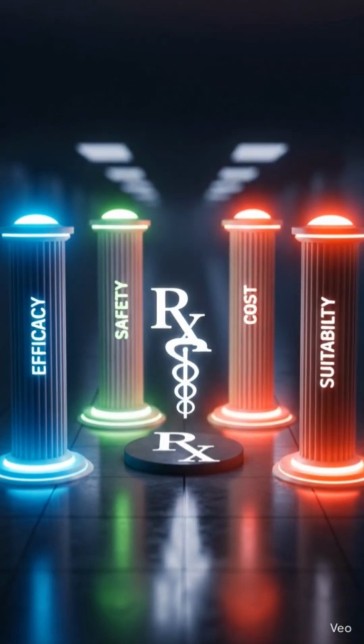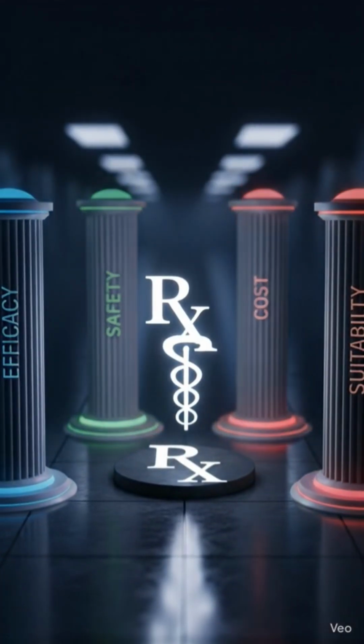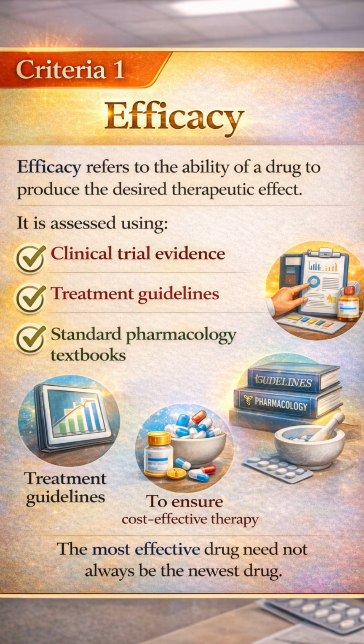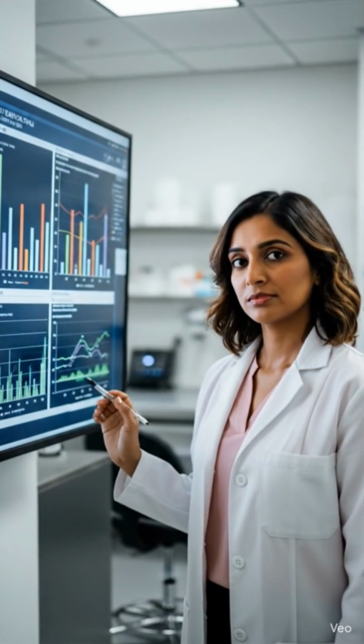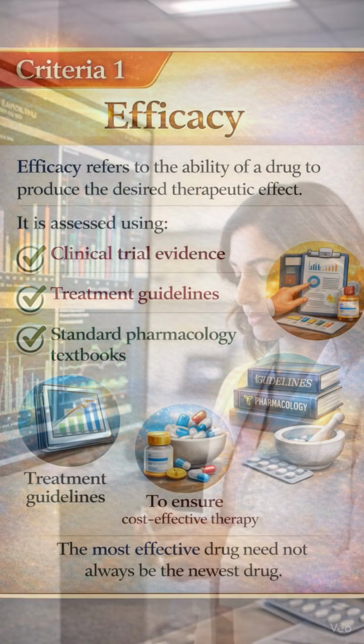According to WHO, a P-drug is selected using 4 objective criteria: efficacy, safety, cost, suitability. These criteria must be applied systematically and comparatively. Criteria 1. Efficacy refers to the ability of a drug to produce the desired therapeutic effect. It is assessed using clinical trial evidence, treatment guidelines, and standard pharmacology textbooks.